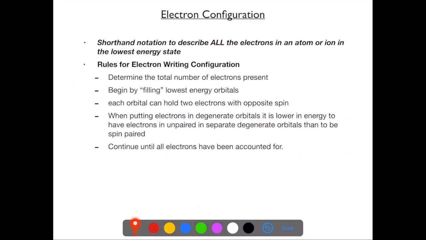Our rules for writing them are, we first have to figure out how many electrons are present. And then we start by filling the lowest energy orbitals and working our way up. Every orbital can hold 2 electrons, but if it has 2 electrons, we call them opposite spin. So we'd say one is spin up and one is spin down.